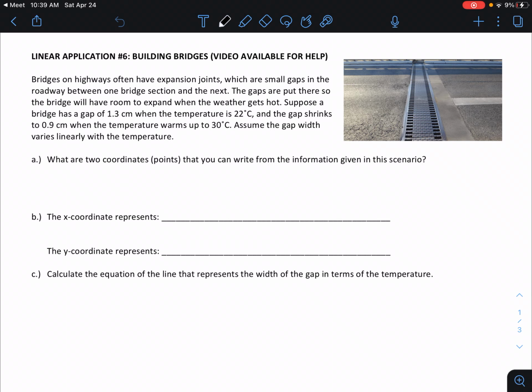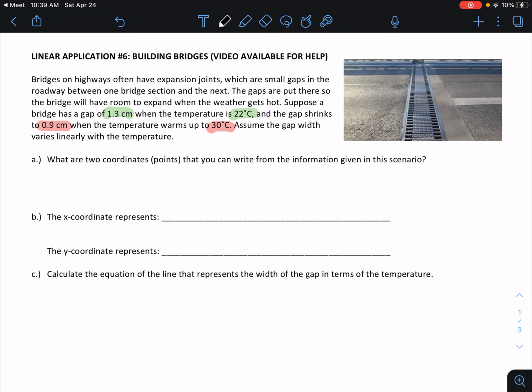Okay, so as the temperature gets hotter, the gap is going to get smaller because the bridge is expanding when it gets hotter. Okay, and it says, assume the gap width varies linearly with the temperature. That means that it changes by the same amount every degree. Okay, so we need to just come up with two coordinates for this. So if we look at our numbers here, we have 1.3 centimeters and 22 degrees, and then we have 0.9 centimeters at 30 degrees.